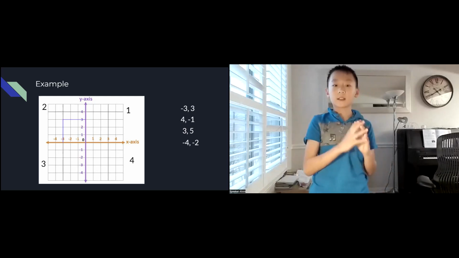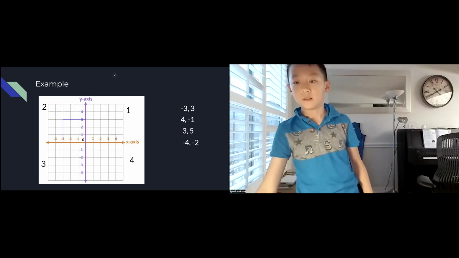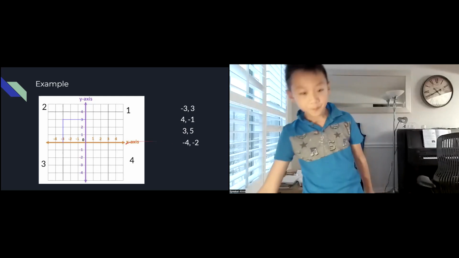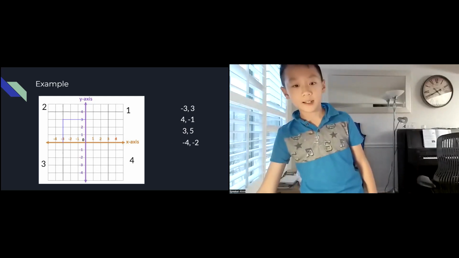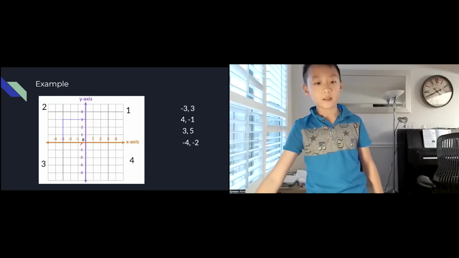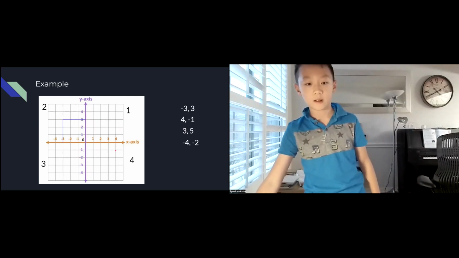Next, we have 4 and negative 1. Would someone like to tell me where 4 and negative 1 is? Dorian. Quadrant 4. Correct. Because 4, the x-axis is right here, and the y-axis is right here. Negative 1 is right here. They meet right here.